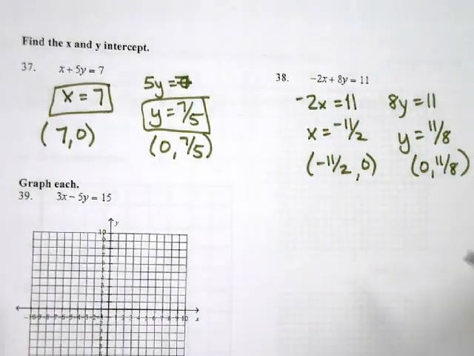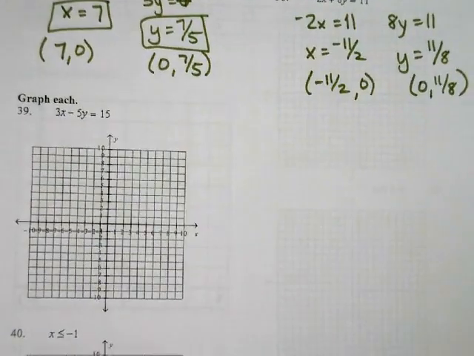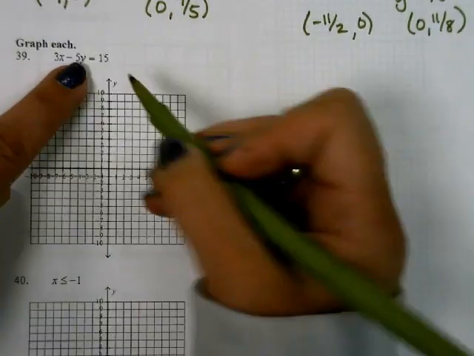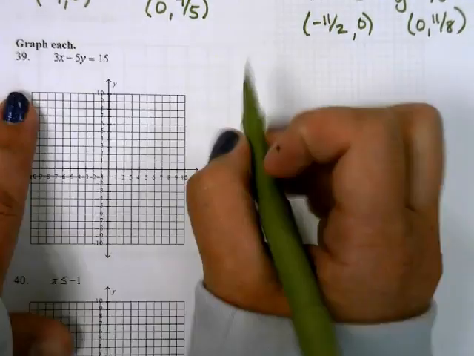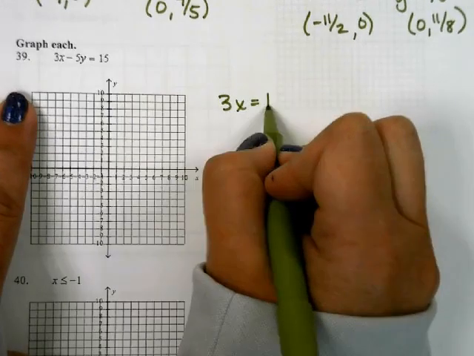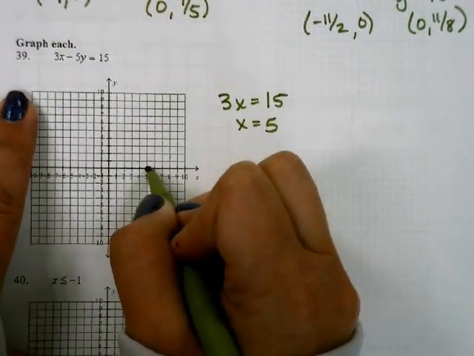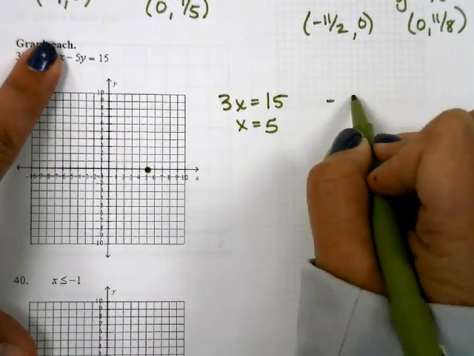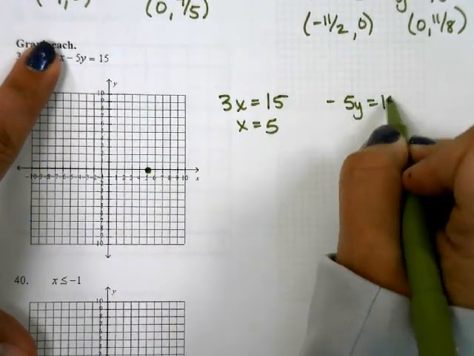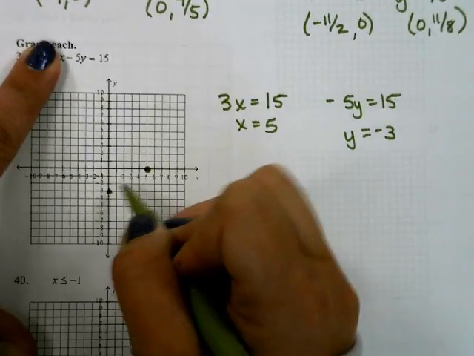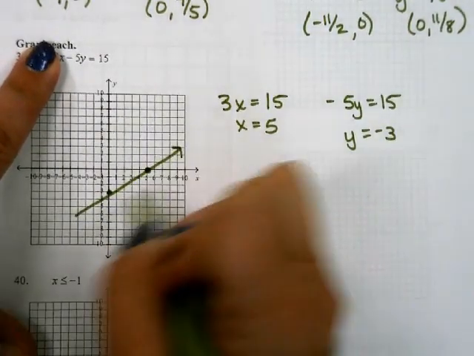Okay, so 39 says graph each one. This guy looks nice and pretty, so I'm going to use my intercept. So 3x is equal to 15, so x is equal to 5. So it crosses my x-axis at 5. Negative 5y is equal to 15, so y is equal to negative 3. Could you have put that in slope-intercept form? You bet.